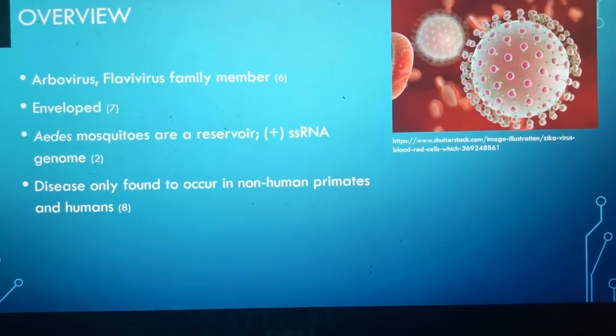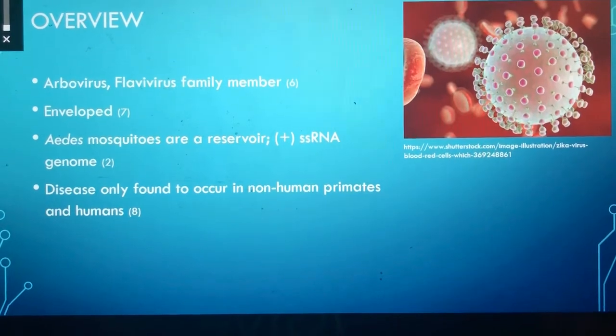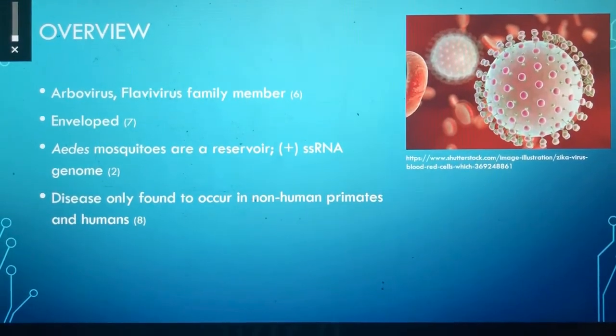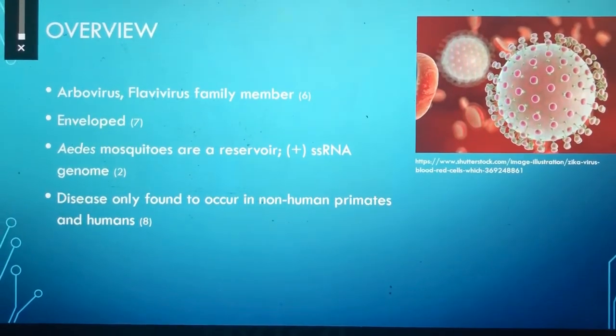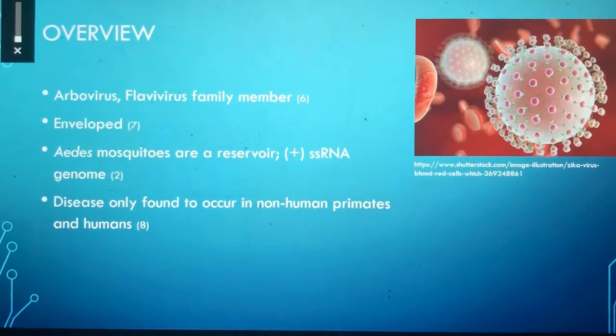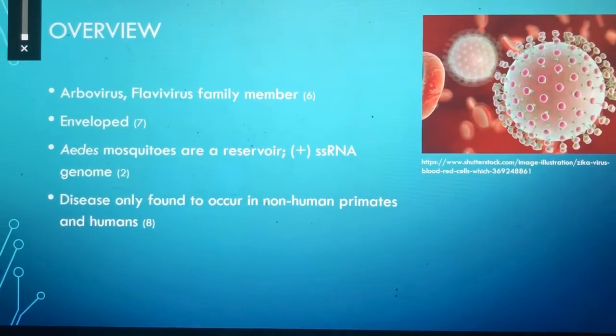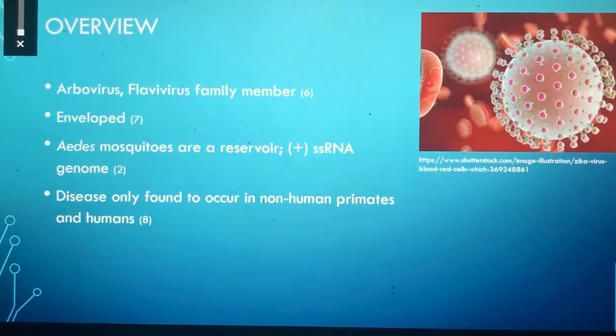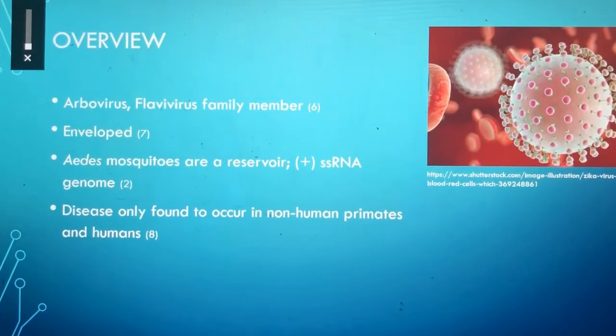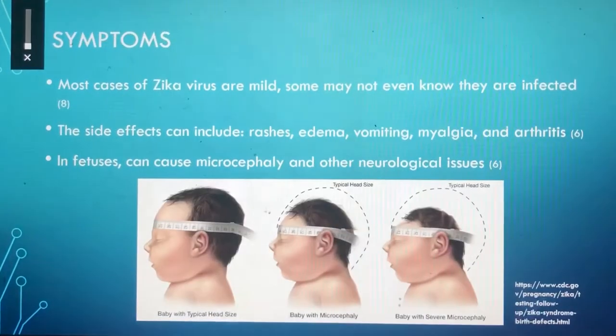The disease thus far is only found to occur in non-human primates and humans, though there has been research in animals such as horses and goats and cows. And while these animals can be infected by the virus, they don't show any symptoms and are not able to pass it along to other animals.